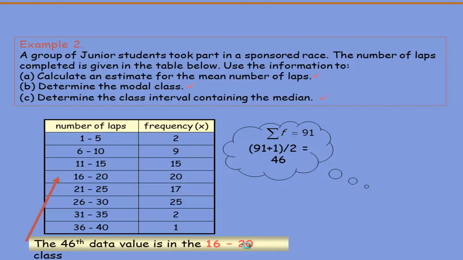Therefore, we have answered question A. The mean number of laps is 20.1. Then we have answered B, determine the modal class. The modal class is the highest frequency, that is from 26 to 30, which has a frequency of 25. And also we have answered question C, that is the median class, which contains the 46th data value, which is 16 to 20.